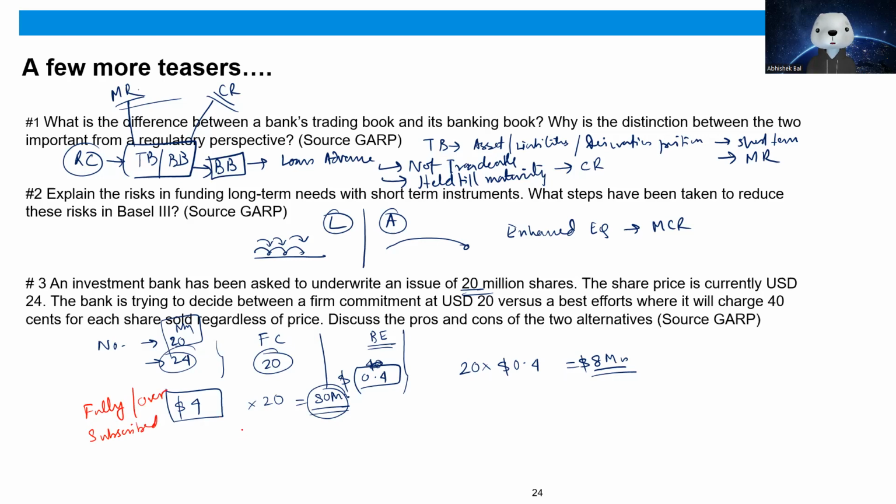In case the issue is undersubscribed, there could be a possibility that this investment bank will not be able to sell the shares at 24 apiece. It may also so happen that they might have to sell it way below their own purchase price. So it may have sold at 20, or it may have sold at a price which is less than 20. In either of these cases, it runs the risk of actually incurring losses. So these are the pros and cons of this deal.